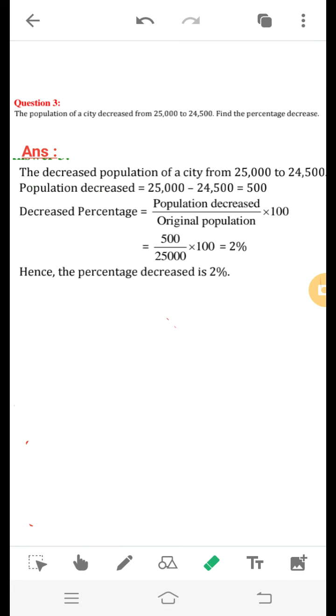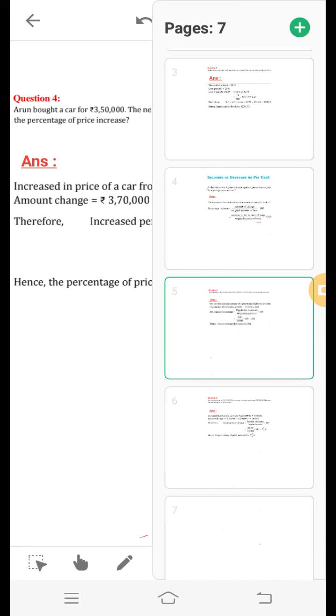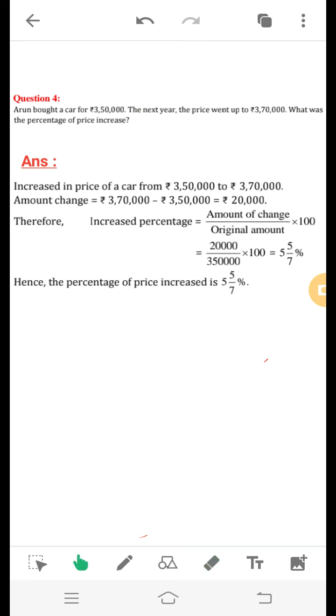Let us take another example. Arun bought a car for rupees 3,50,000. The next year the price went up to rupees 3,70,000. What was the percentage of price increase? So first we have to find out the difference between them. So the difference, 3,70,000 minus 3,50,000, is rupees 20,000.